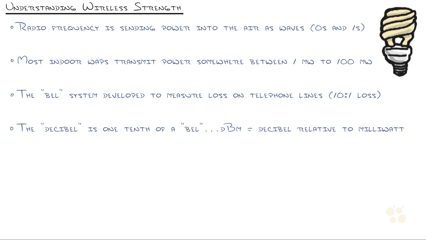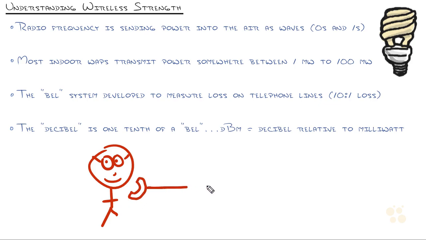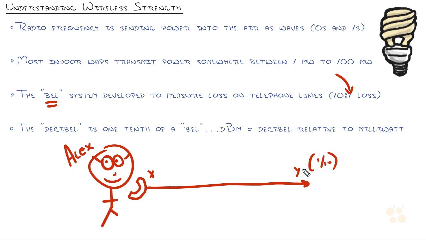So stepping onto the scene is our good friend Alexander Graham Bell. Let's give him a good pair of glasses because I'm sure he had some. Alexander Graham Bell developed a system for measuring loss of telephone signal over a wire. And when you create systems, they actually name it after you, the Bell system. That's used to measure a 10-to-1 loss. So if my telephone signal was X strength over here and Y strength over here, and Y strength happened to be 1/10 of what it was originally, I would say there's 1 Bell of loss. Now keep in mind, the Bell system is totally relative. X could be an insane amount of power.